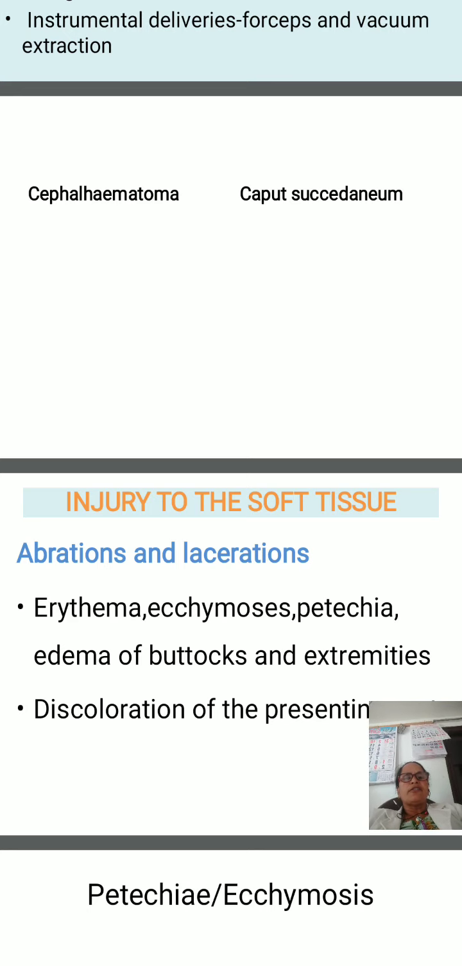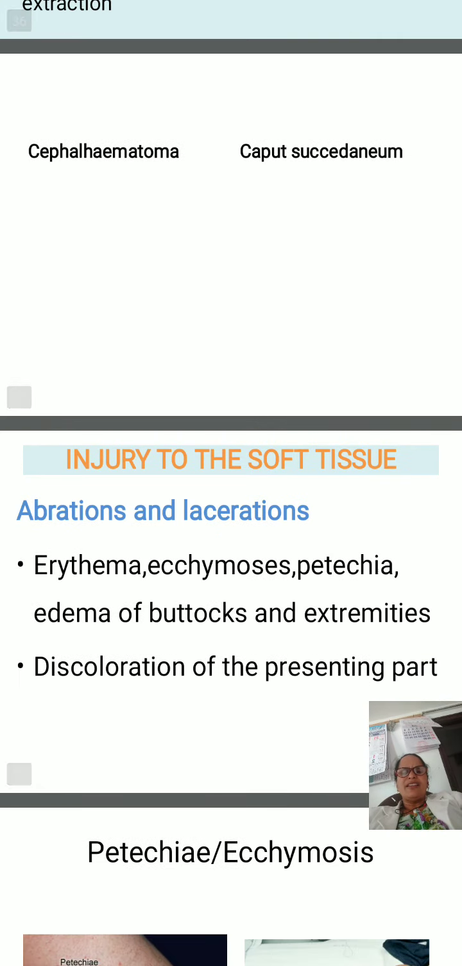Cephalohematoma, caput succedaneum. Caput succedaneum is bleeding present in the scalp, between the scalp and skin. This is cephalohematoma: there is bleeding present between the membranes and the skull.